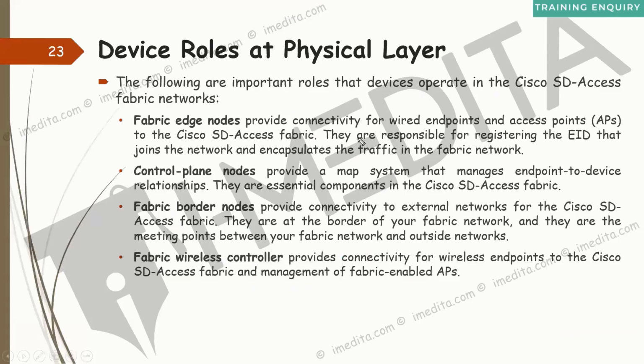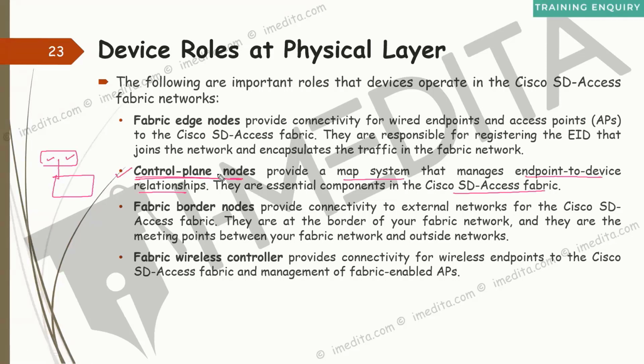Now read this line. It says, the fabric edge nodes are responsible for registering the endpoint ID that joins the network and encapsulates the traffic in the fabric network. And the control plane node provides a mapping system that manages the endpoint to device relationship. Like what endpoint is connected to what device, that information is maintained on a node called the control plane node. It is an essential component of the SDA fabric, because without it your SDA fabric will not be able to operate.